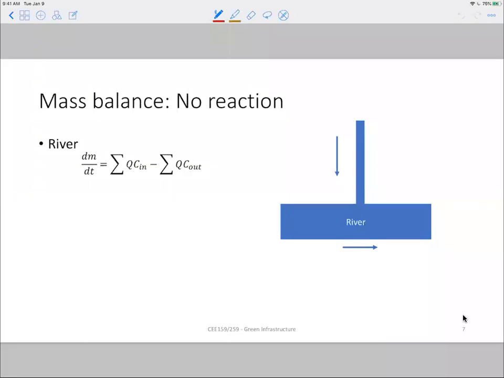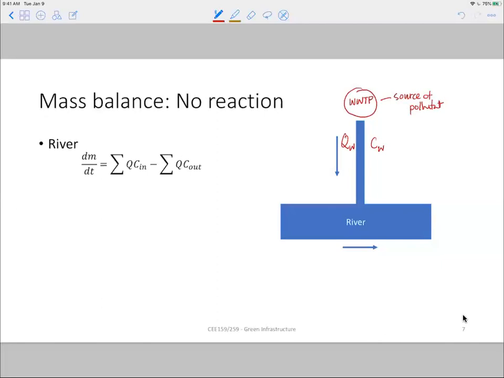So the very first and most simple case is where there are no reactions. For instance, here is an example. Let's assume that this is a wastewater treatment plant, or you can say that this is a source of pollutants. In this specific case, there is a source that releases these pollutants at a constant flow and constant concentration. That means you know the concentration of waste and the rate at which it's being delivered to the river.